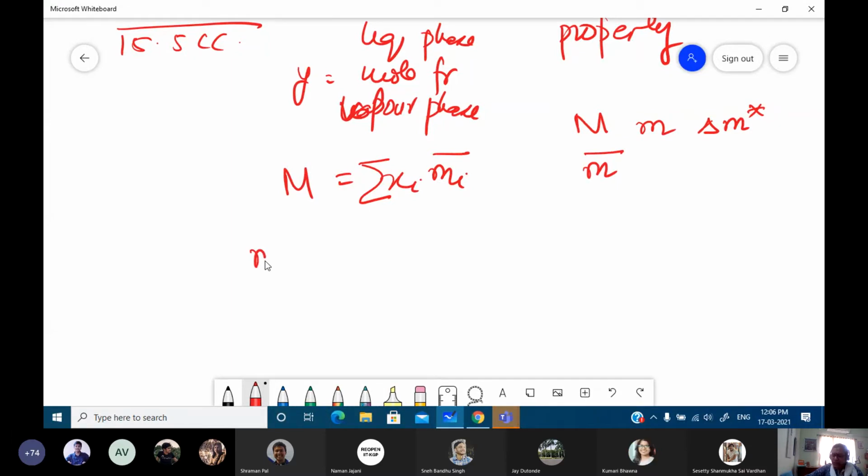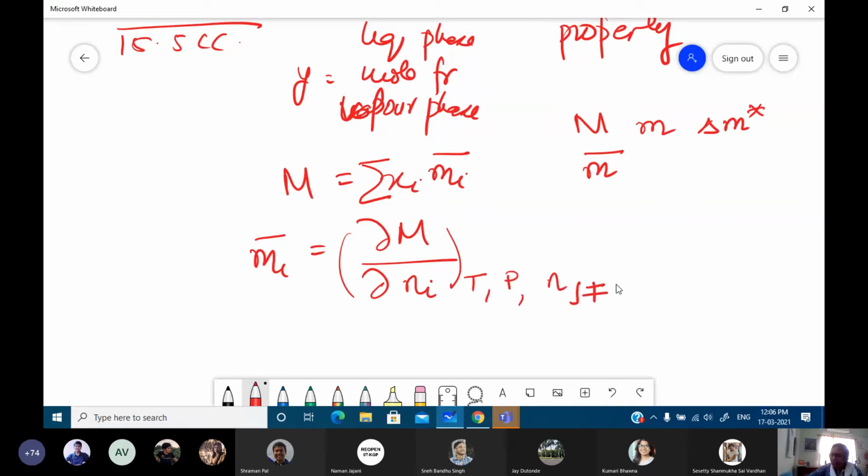Or in other words, we define Mi. These things are just revision. You have already come across all these things. We define this as del M by del N, where N is the number of moles of component i which is added. For that, what is the contribution at constant T, P, Nj not equal to i? So what I mean to say is I add 1 mole of component i to the total property under constant temperature and pressure, and the number of moles of the other components is kept constant.